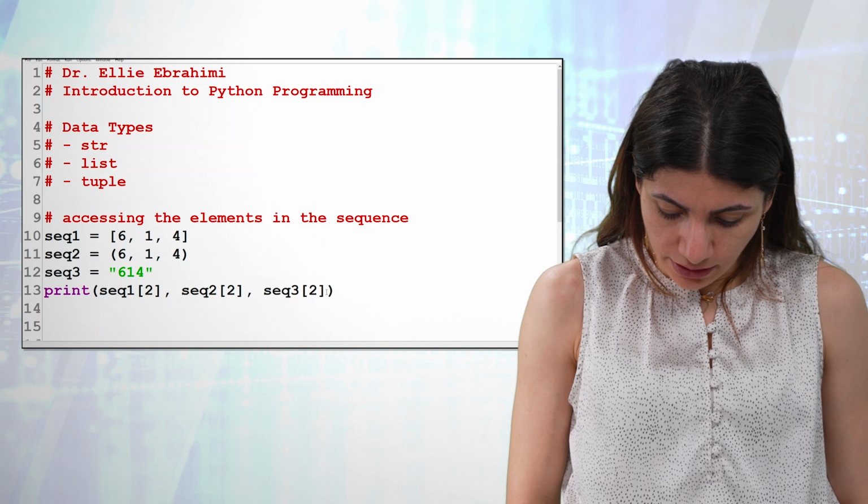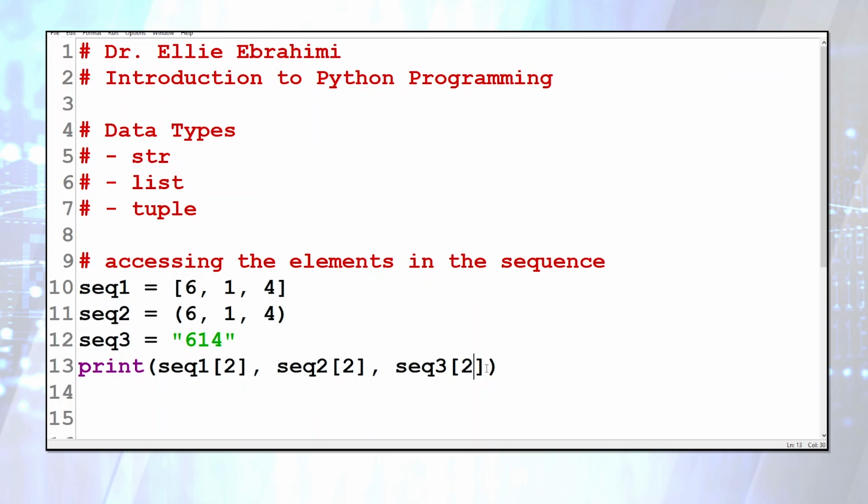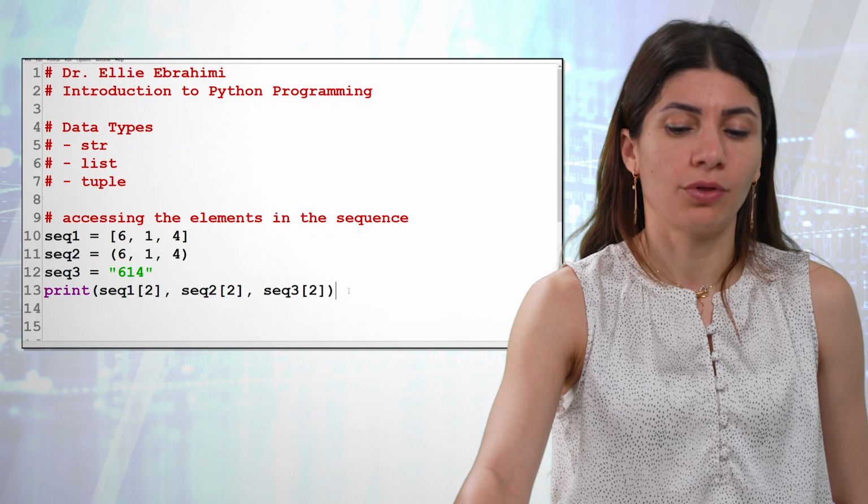So that is the main thing about how to access different elements inside your sequences. And as you see, it is exactly the same for all three of them.